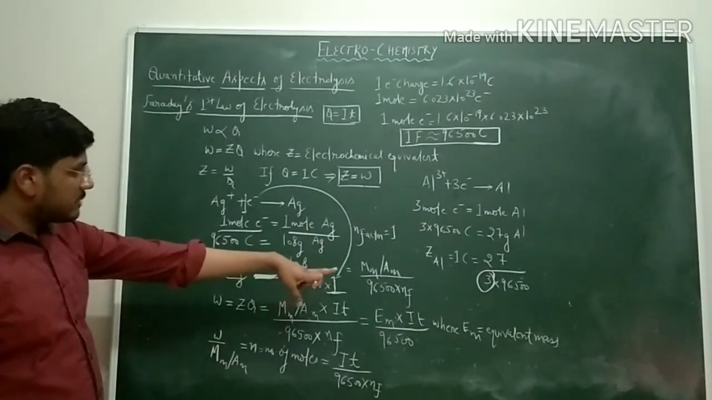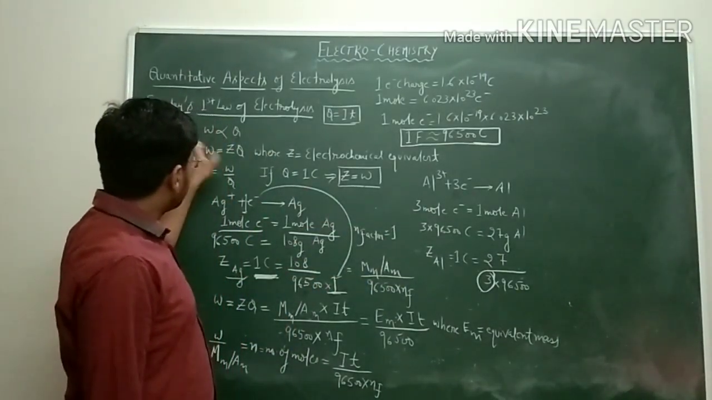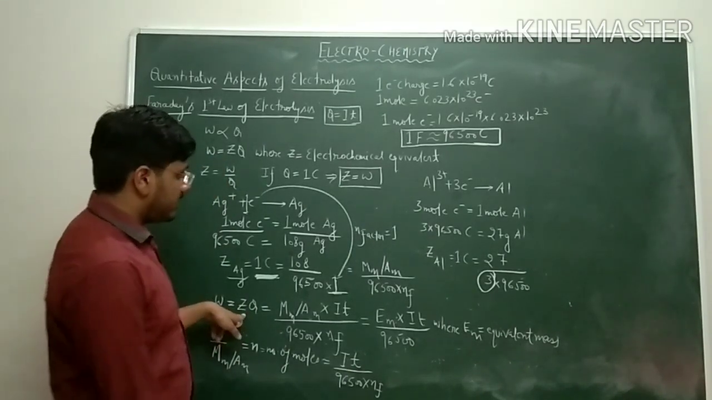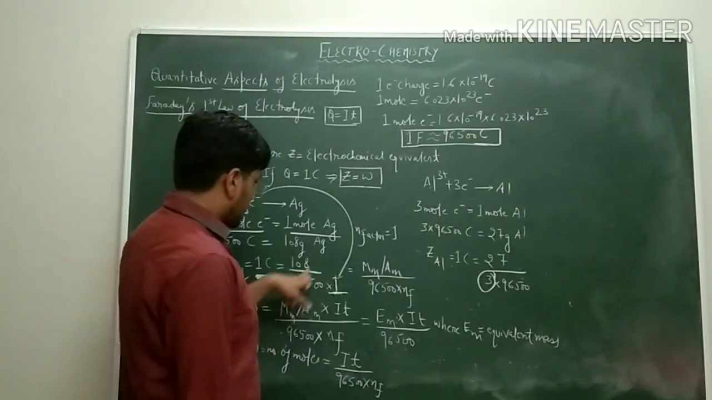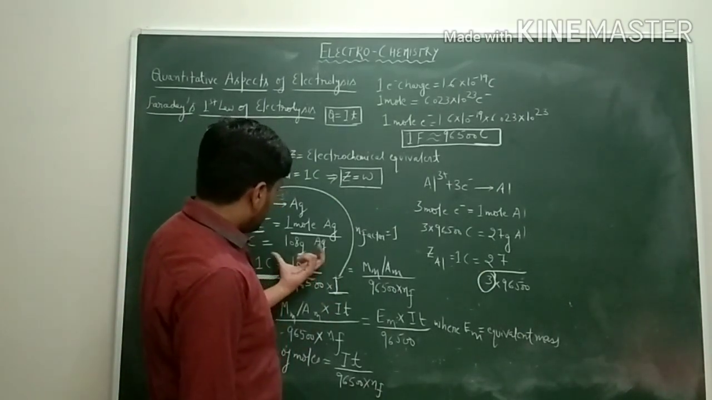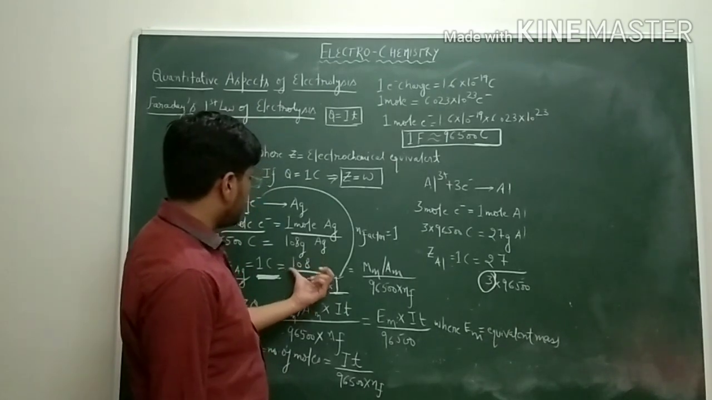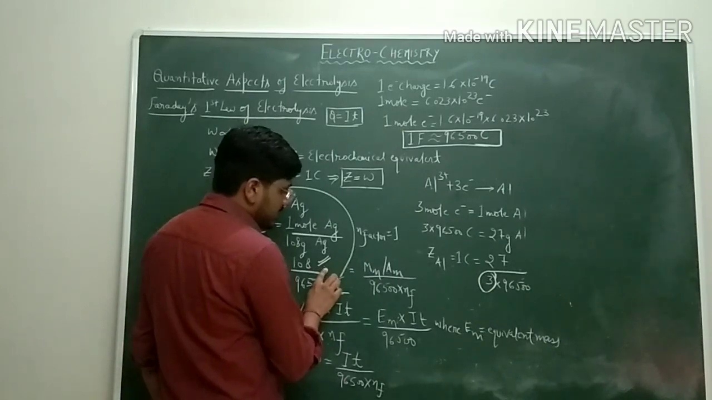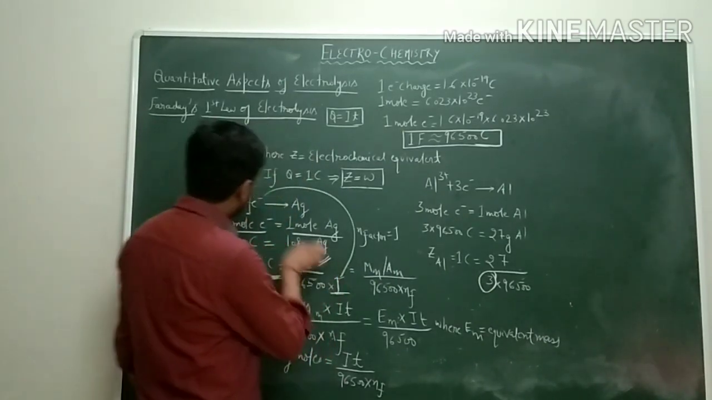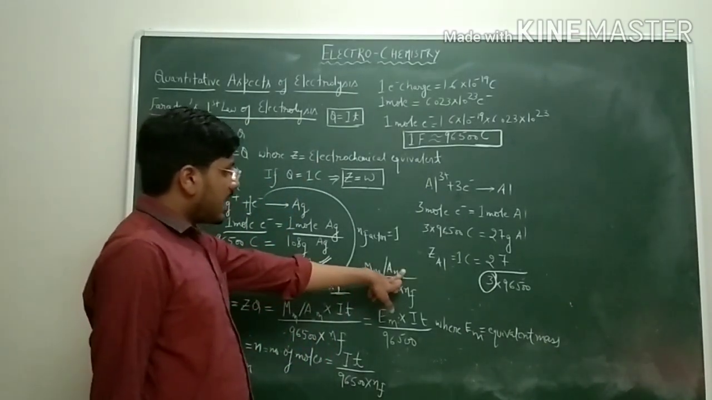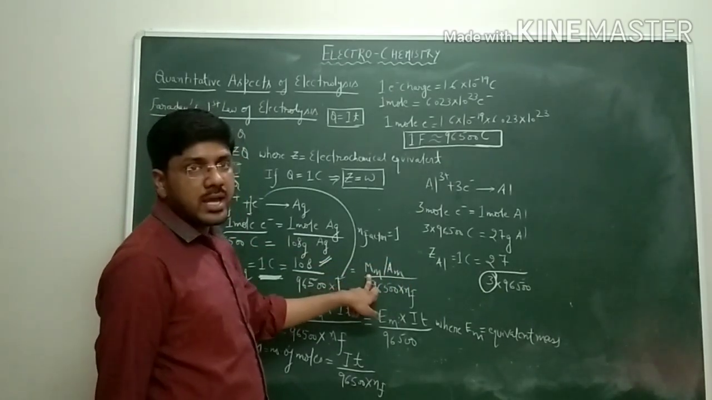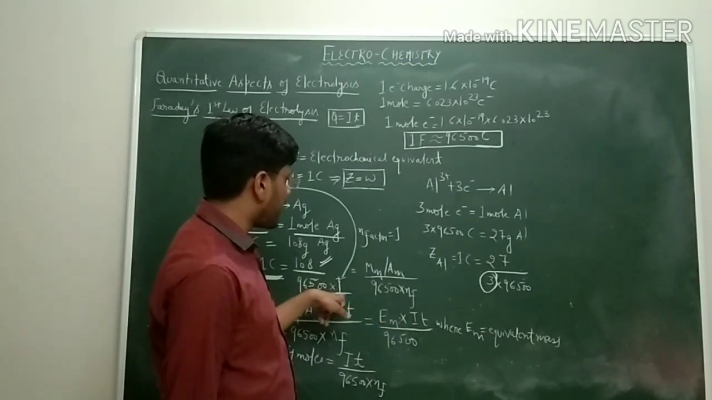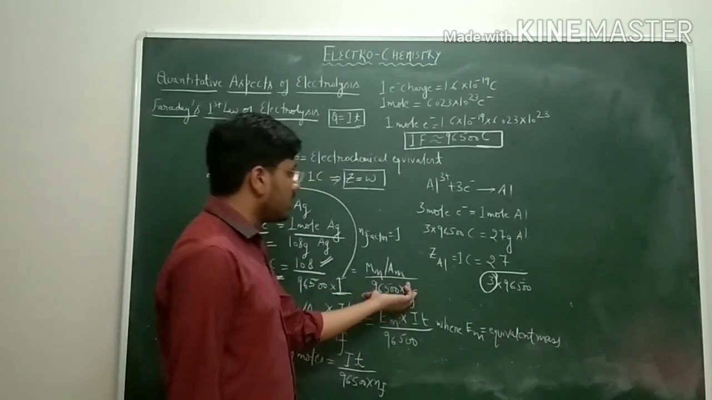Now we will put this value of Z in the above expression to get the value of W. W is equal to ZQ, and Z we have determined. Basically we can write 108 divided by 96500. What does 108 imply? It is the atomic mass of silver. In the case of an atom we have atomic mass, and in the case of a molecule we have molecular mass, divided by 96500 into the n factor. This is the general expression for Z.